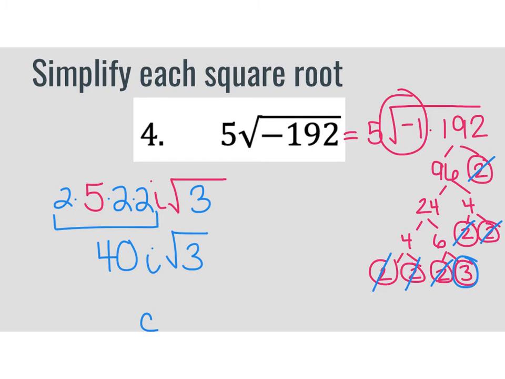Now, a good check on your calculator: your calculator can't handle the negative radicand, but if you just typed in 5 root 192 and ignored the negative part, and 40 root 3 into the calculator and make sure you get the same decimal, you'll at least know that you simplified the numeric portion correctly.